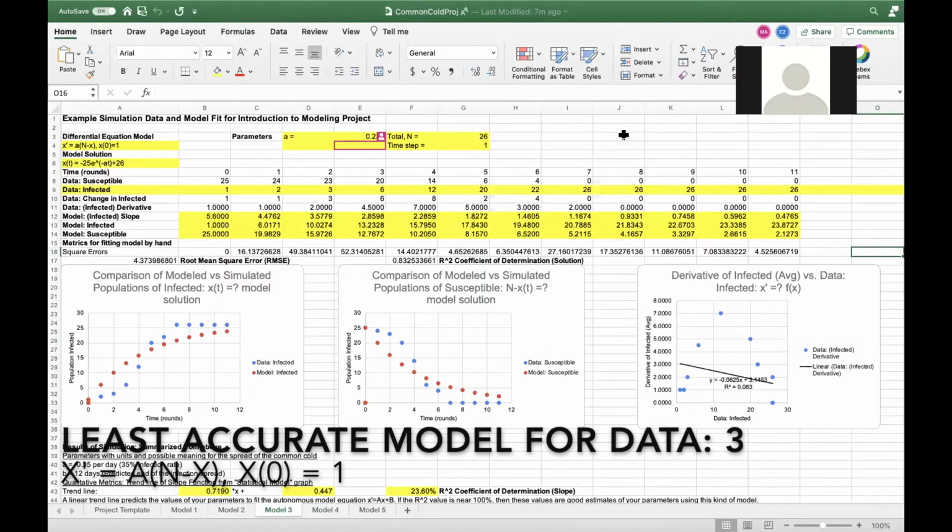Model 4 was the best one for modeling this. Model 3 was the worst for fitting the model data.